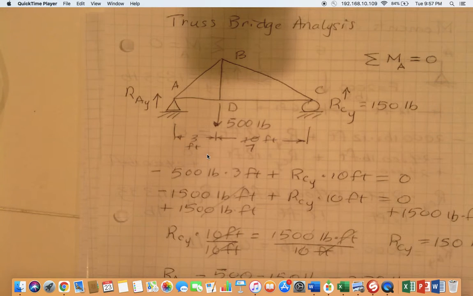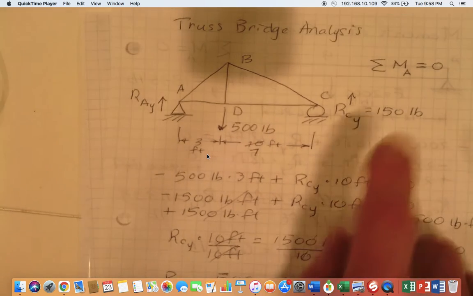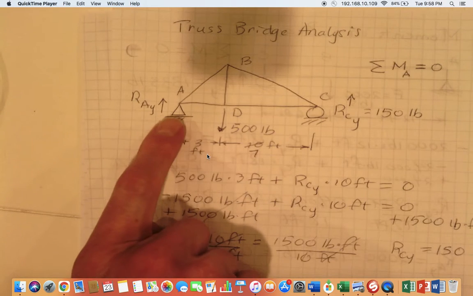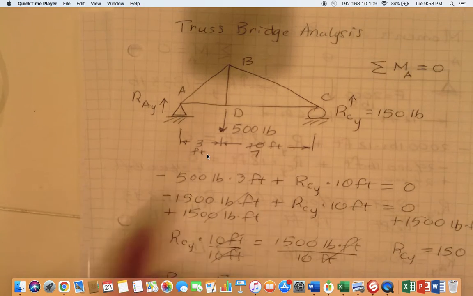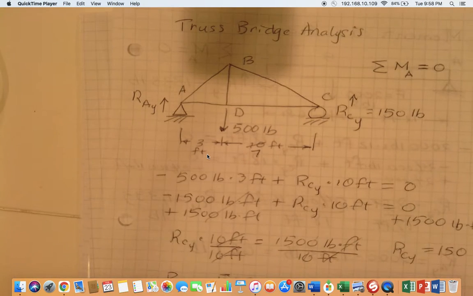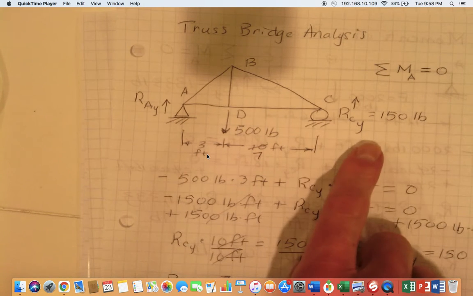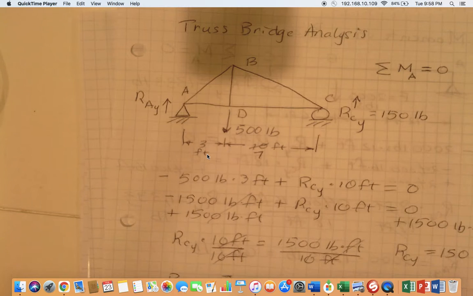We're going to continue the analysis of a truss bridge. In our first analysis, in the first part of it, we started by taking this bridge and summing the moments around a point, in this case point A. And we set that sum equal to 0. And what we found was the reactionary force at point C in the y direction was 150 pounds.